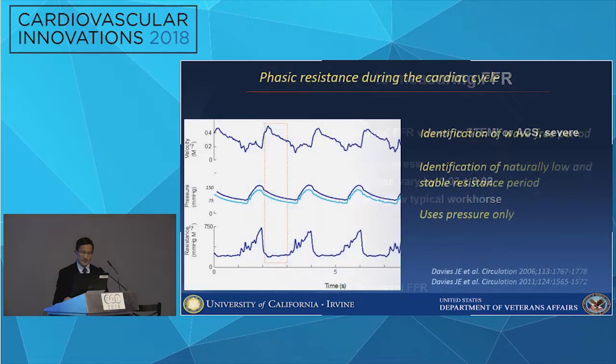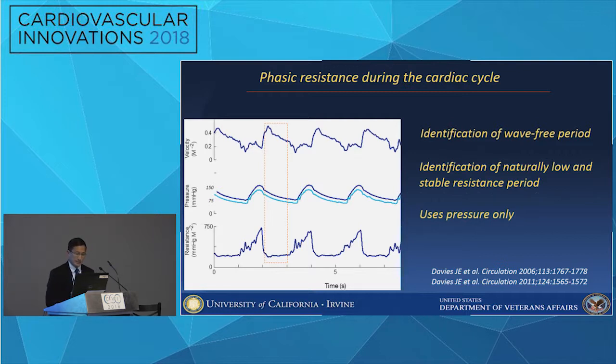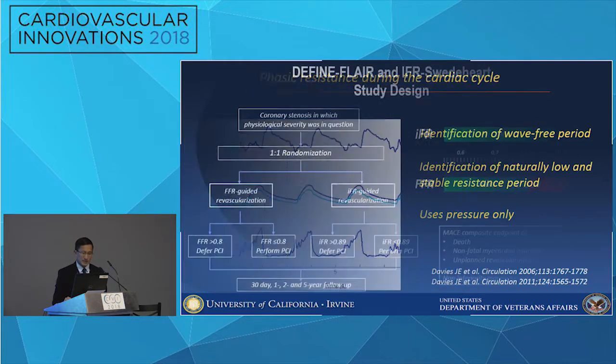Very challenging. So Justin Davies, about 10 years ago, developed this concept that perhaps we could identify a region or time in diastole where there are no waves in the coronary artery, and that the resistance to coronary flow was naturally low and stable. And he identified this period shortly after the dicrotic notch called the wave-free interval, and it uses pressure only. So as you can see by these coronary flow diagrams, the resistance appears to be relatively stable and low at this period of time.